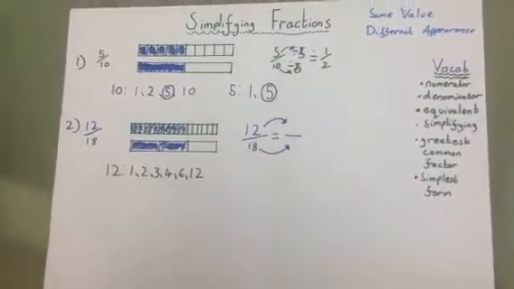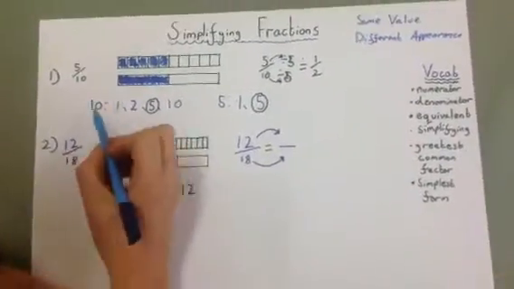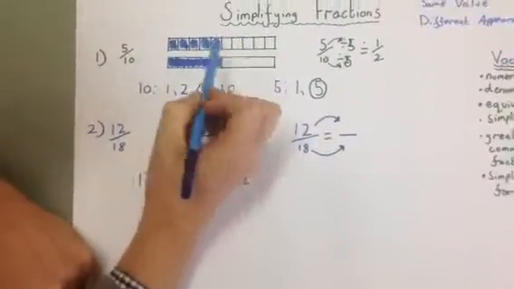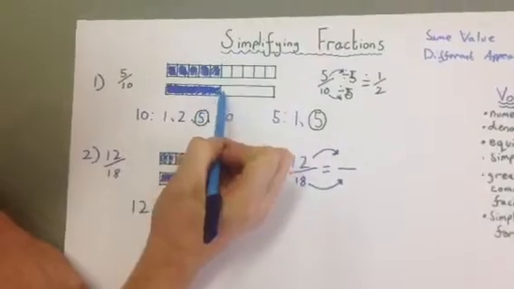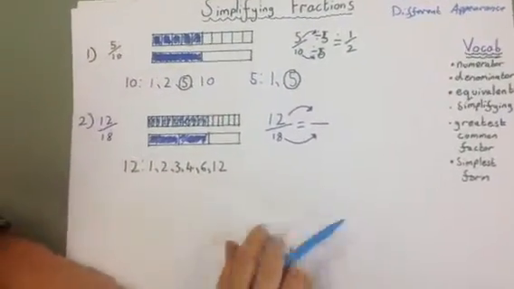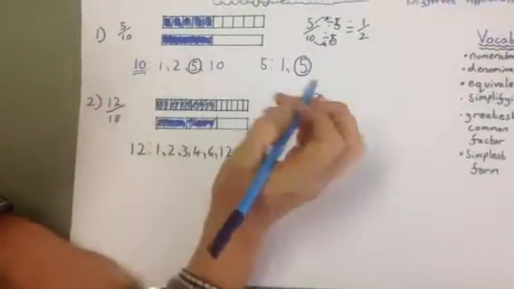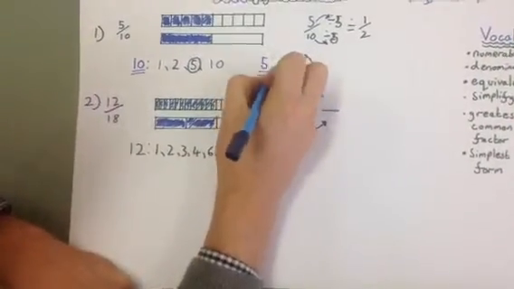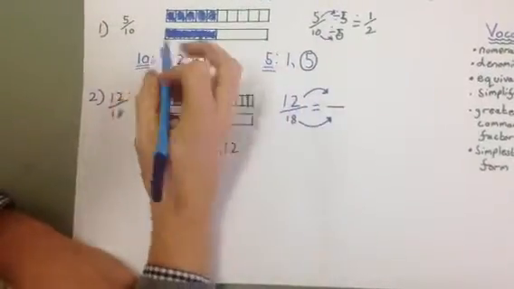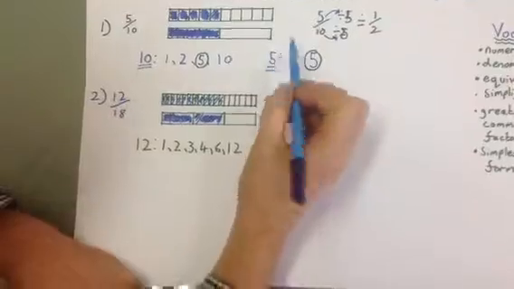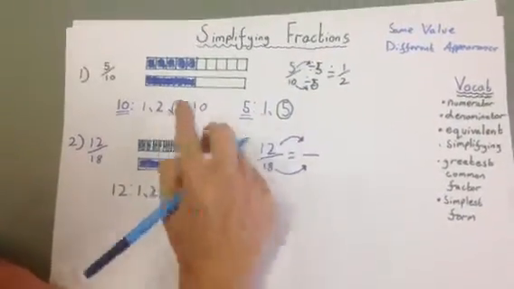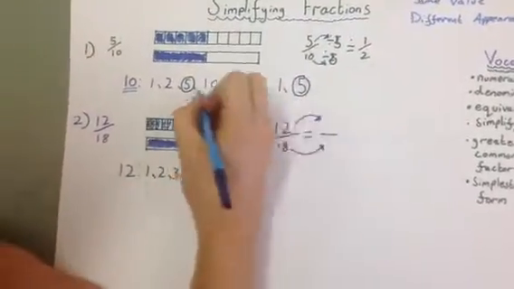So let's look at the first one. Well, you can actually look from these two bars here that I can write 5/10 as 1/2. But how do you do that rather than just drawing a bar? Well, what you first have to do is look for the factors of the numerator and the denominator. So the factors of 10 are 1, 2, 5 and 10, and the factors of 5 are 1 and 5. And then you find the highest common factor, which here is 5.